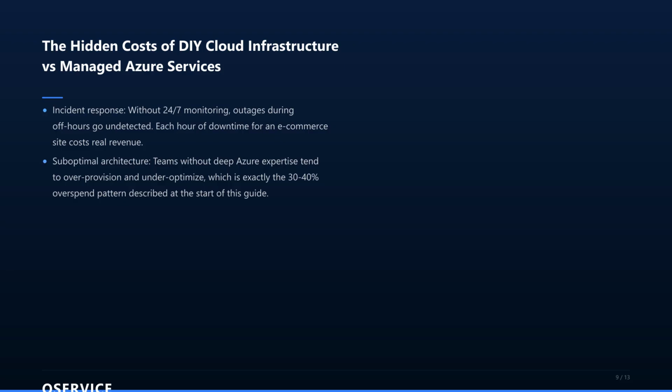Managed Azure services from a specialist provider typically cost 20 to 30% of the total infrastructure bill. But the combination of reduced overspend, faster incident response, and free developer time usually makes the economics favorable for businesses in the $1 million to $10 million ARR range. If you're planning a cloud migration to improve cost control, migrate on-premise infrastructure to Azure. No Downtime covers how to structure the transition without business disruption.